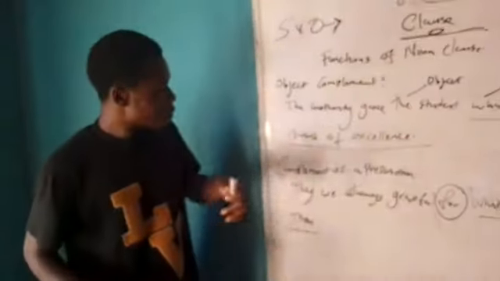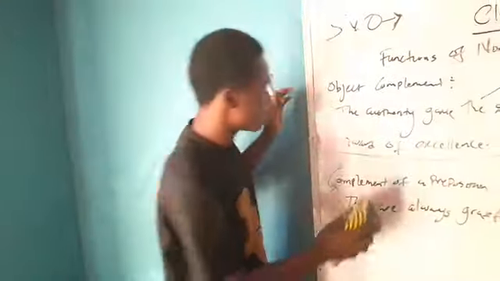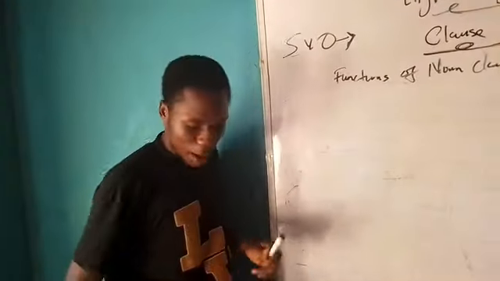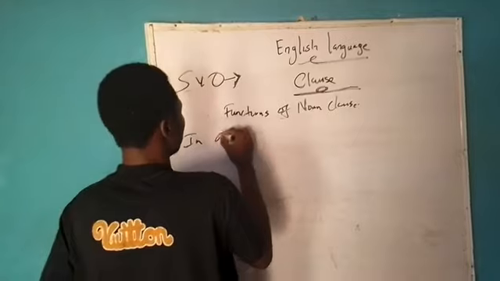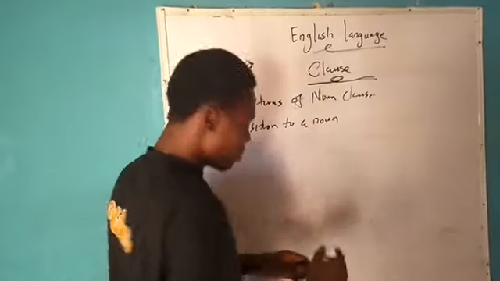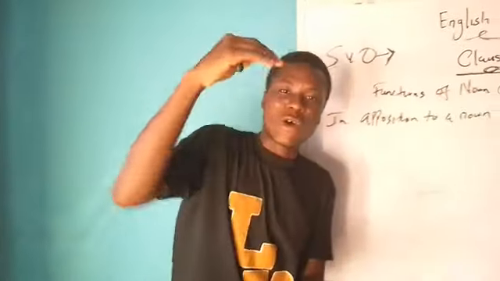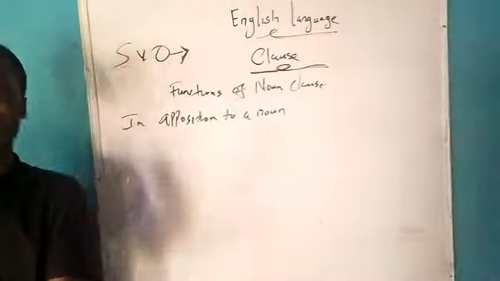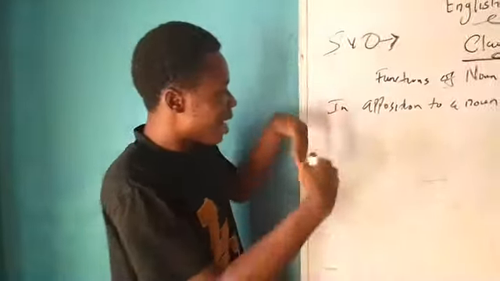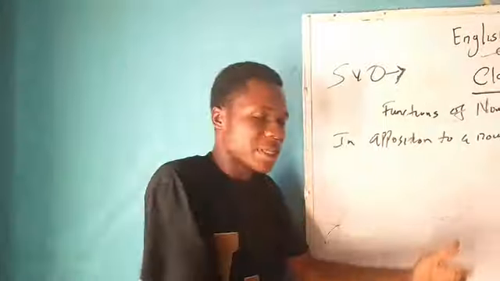Now let's look at the last function before we move to the next type of subordinate clause, which is in apposition to a noun. And what do we mean by in apposition to a noun? That is, a noun clause in apposition to a noun is when the noun clause and the noun refer to the same person or thing. You know, a noun can be a person, can be a thing.